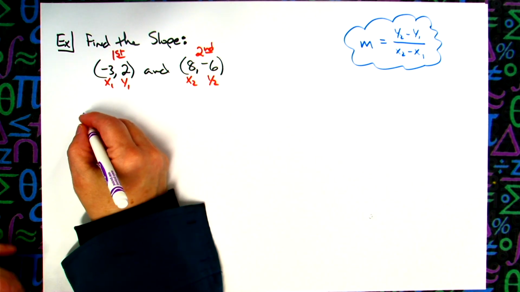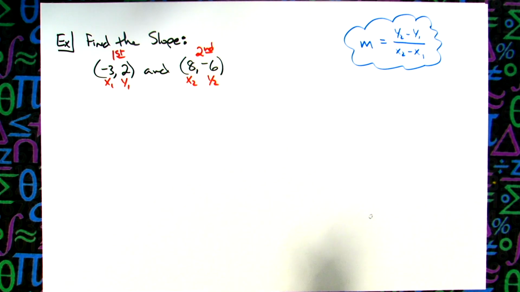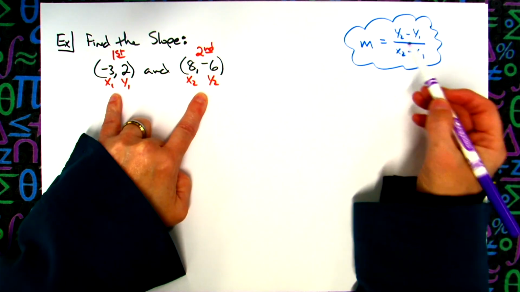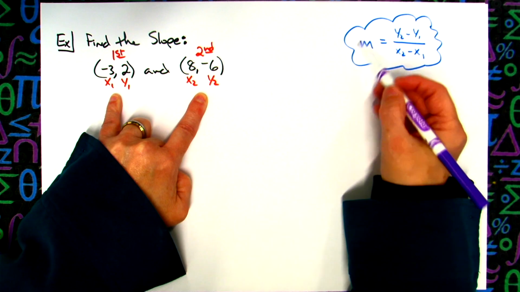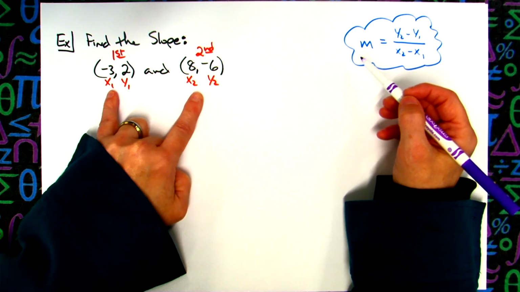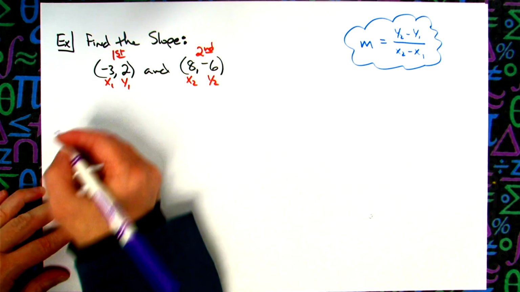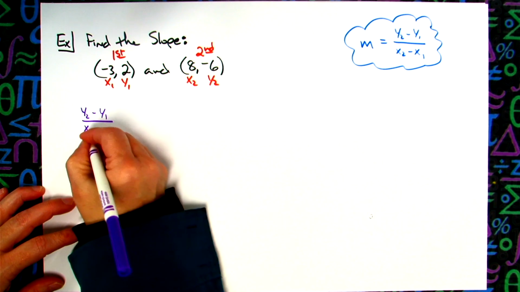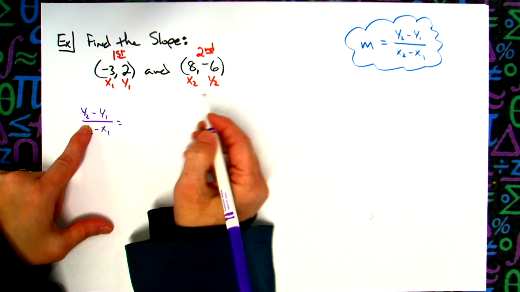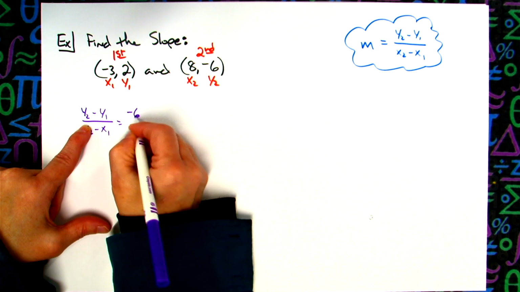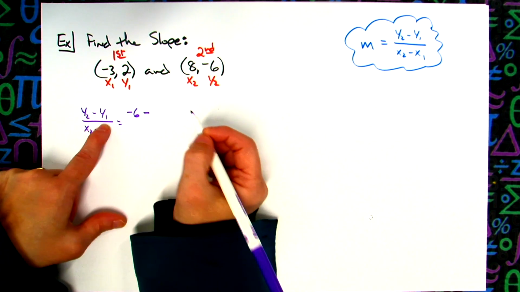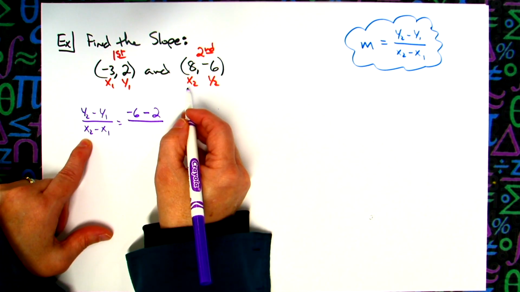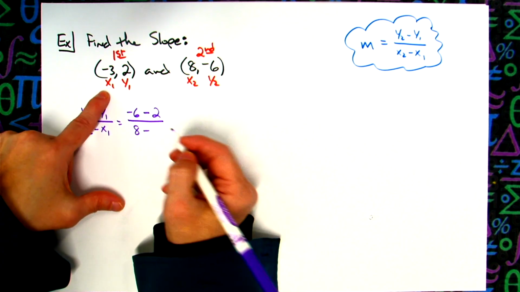So I'm going to write the formula down. Now, because I clearly know that from the problem I've been given these 4 numbers, do I really need the m for this problem? I don't need the m for this problem. So it's fine to just go ahead and go y sub 2 minus y sub 1 over x sub 2 minus x sub 1. Now let's start plugging the numbers in. Y sub 2 is a -6. I know I'm going to subtract. Y sub 1 is 2. X sub 2, 8, and then minus a -3.